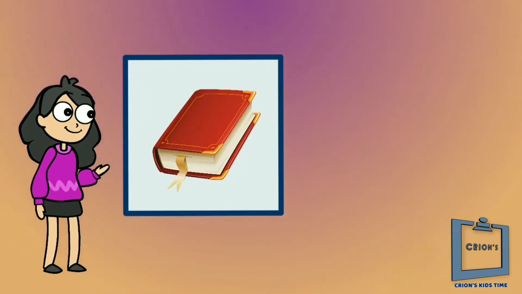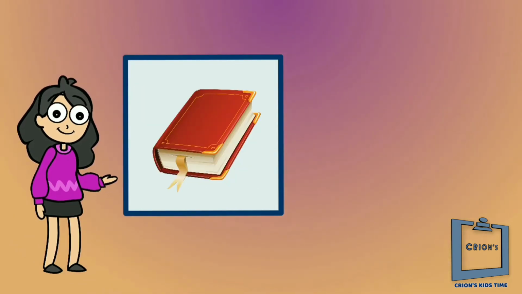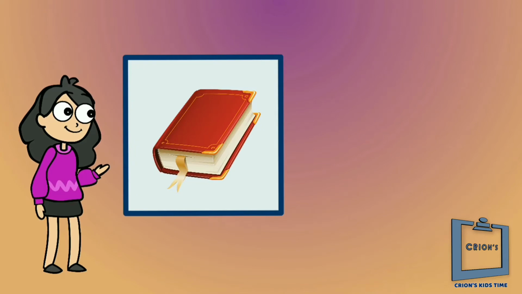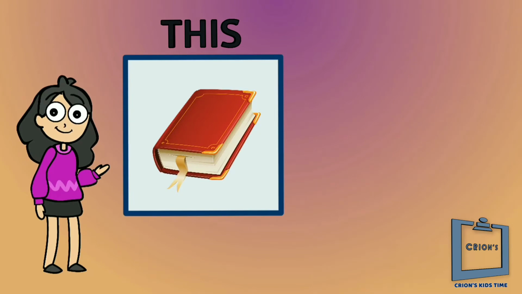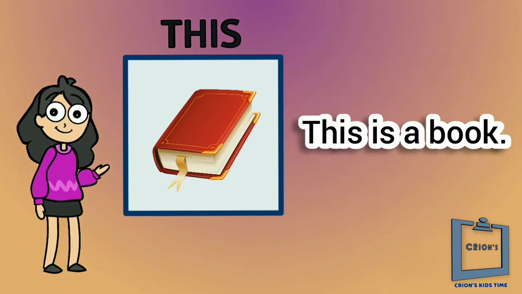Now, look at the book. Is the book near or far away from me? Yes, it is near to me. That's why use this. The sentence is this is a book.